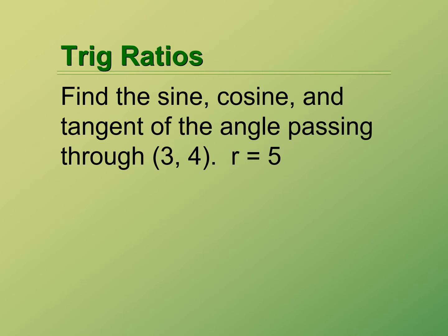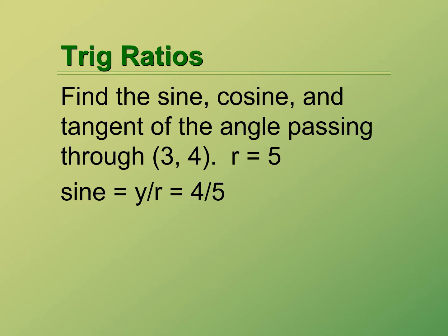So let's find the sine, cosine, and tangent of an angle passing through the point (3, 4). Remember, (3, 4) is a coordinate where x is 3 and y is 4, which means it's lying in the first quadrant. To solve for the radius, we can do 3 squared plus 4 squared equals r squared, which means that r would be equal to 5. Now we know what x, y, and r are. We can do our sine, cosine, and tangent.